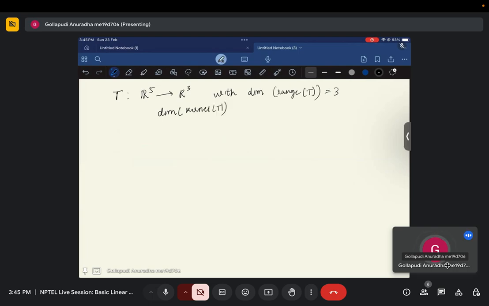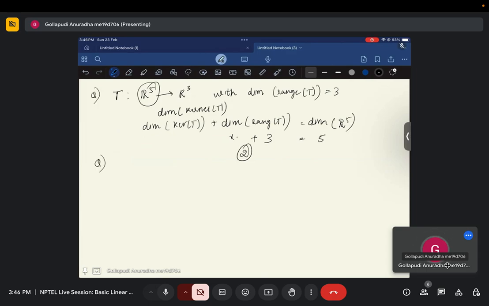Yeah, because dimension of kernel of T plus dimension of range of T is equal to dimension of R phi. So this is the domain, this is codomain. So phi, and I have given it's 3, and dimension of kernel, whatever it is, it will be 2.